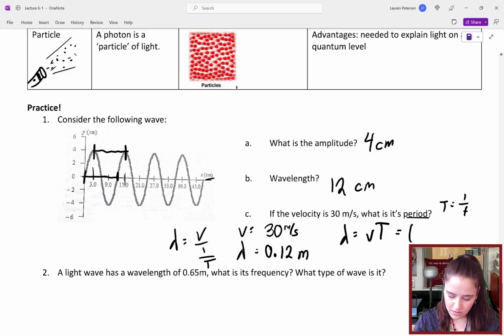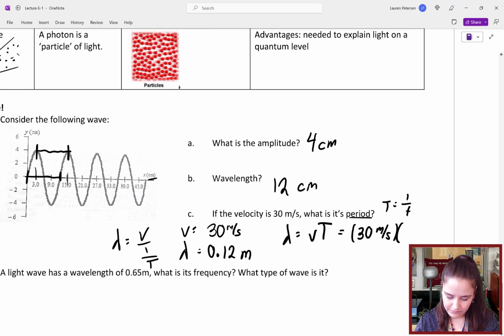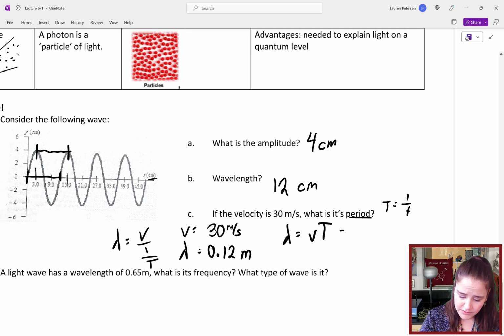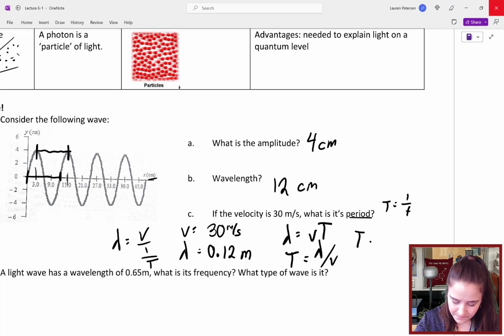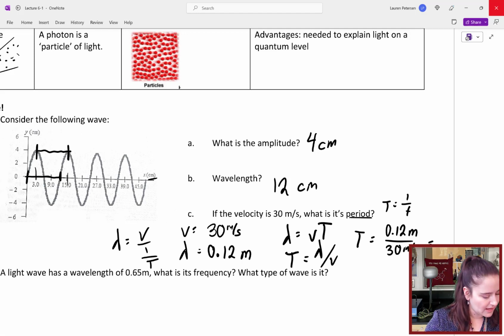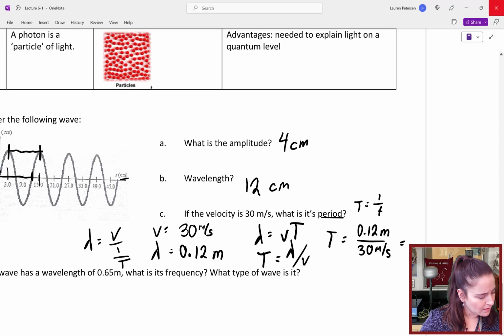So, go ahead and plug it in. We got 30 meters per second for a time of... I wrote my equation wrong. I was trying to solve for T there, so I need to reorganize that a little. T will be equal to the wavelength divided by the velocity. So we have the wavelength, 0.12 meters, divided by 30 meters per second, which gives us 0.004 seconds, or 4 milliseconds.